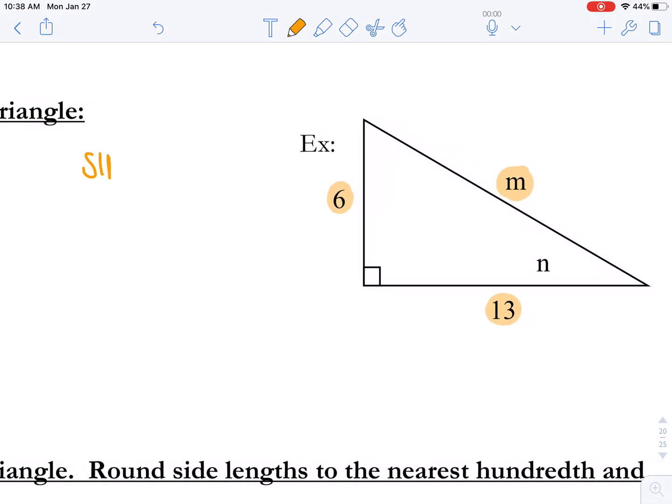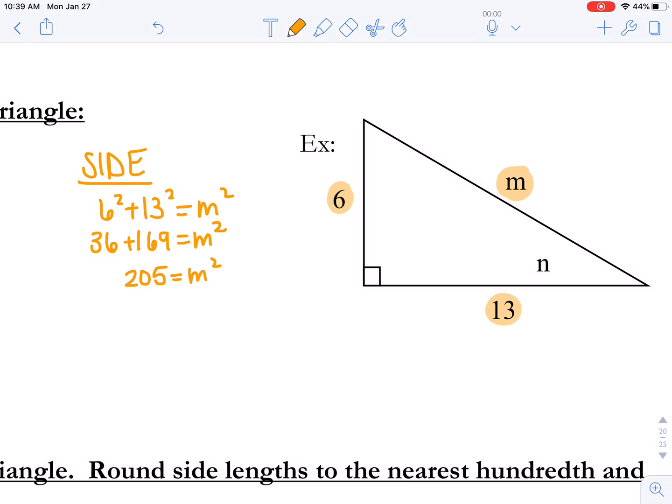We could solve for the missing side using strategies from early in the chapter, like geometric mean, Pythagorean theorem, 30-60-90, 45-45-90. We can solve for side lengths using any of those. Now, for this particular triangle, we know 2 out of the 3 sides, so it would make sense to solve it using Pythagorean theorem. So we'll do 6 squared plus 13 squared equals m squared. So 36 plus 169 gets us 205 equals m squared. And we will solve by taking the square root of both sides.